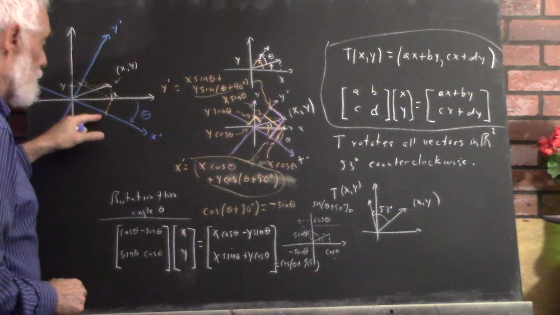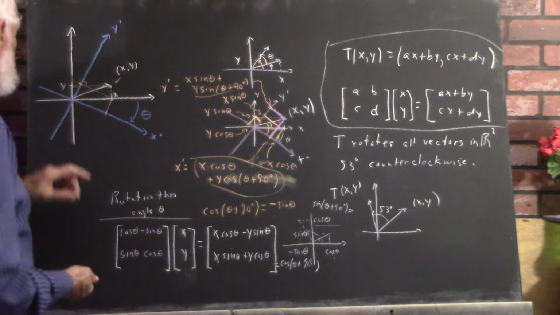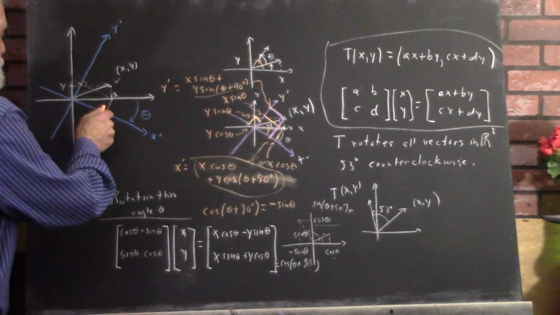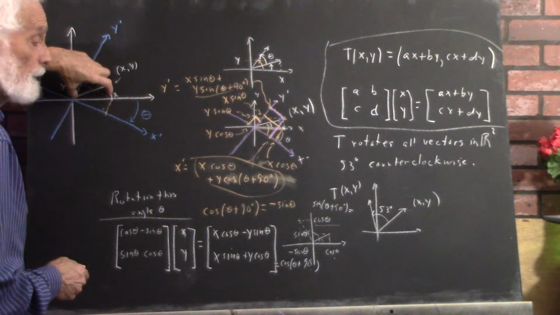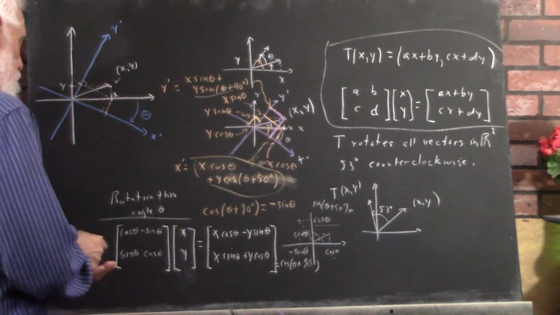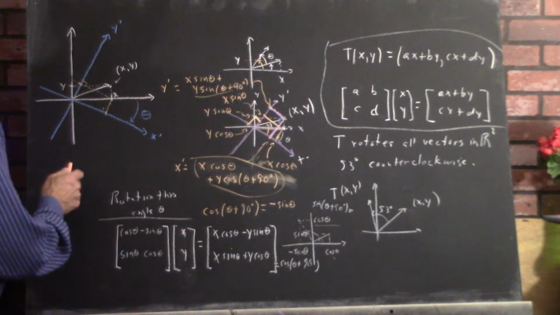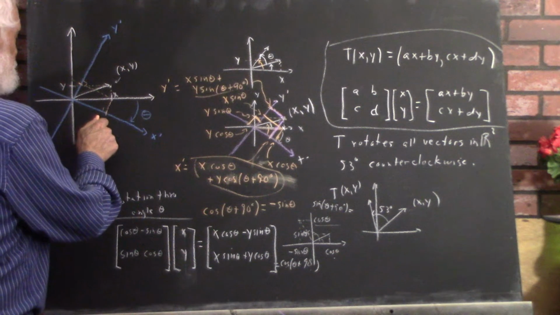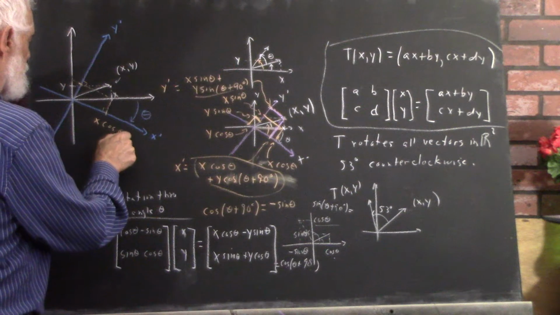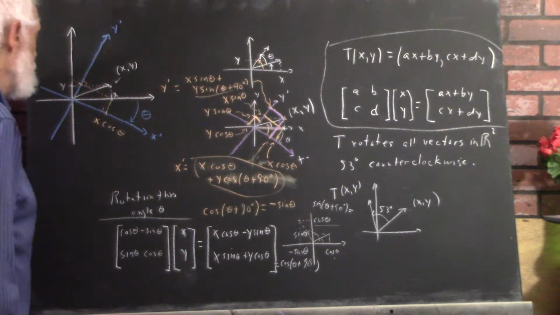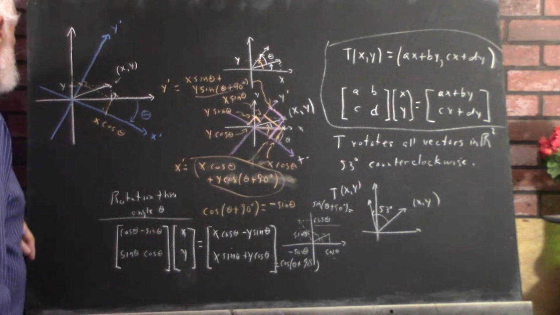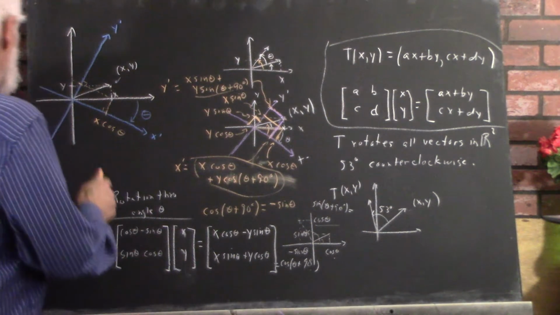Okay, well, the x-prime coordinate is pretty easy to see. You've got a right triangle here. It's got a hypotenuse equal to x, and the angle here is theta. So it's pretty clear that the x-prime coordinate is going to be x cosine theta. The y-prime coordinate is going to be what? It's going to be x sine theta.